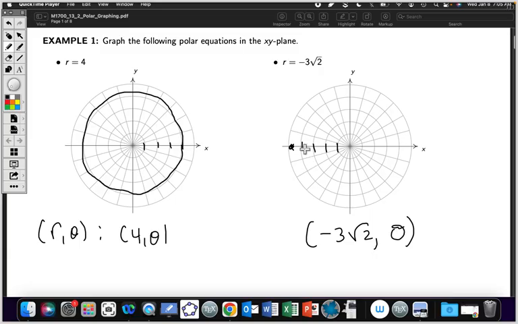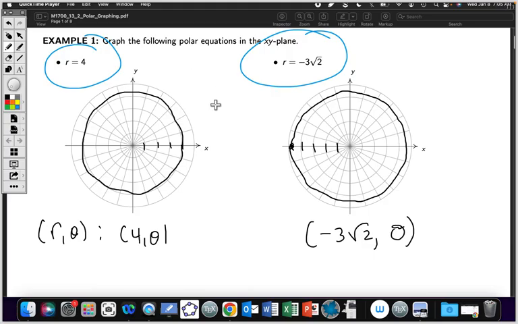So starting here and letting theta be whatever it wants would still graph out a circle of radius 3 square root of 2 centered at the origin. The fact that theta isn't represented at all in these two equations, we would describe theta as a free variable, meaning it's free to be whatever it wants.